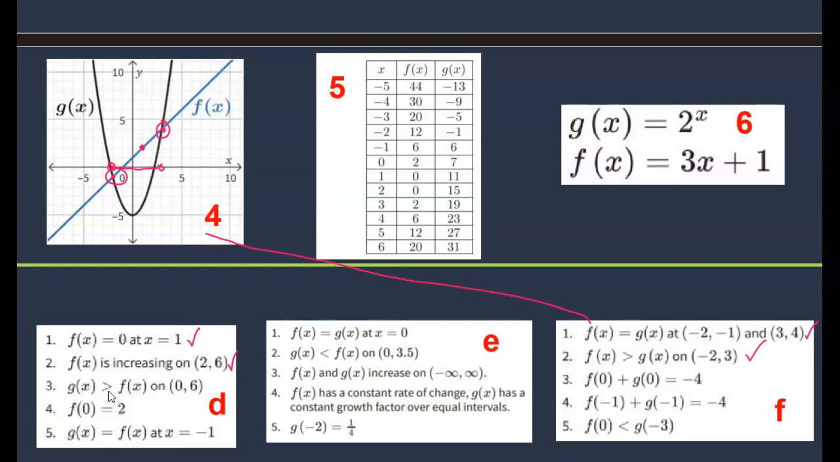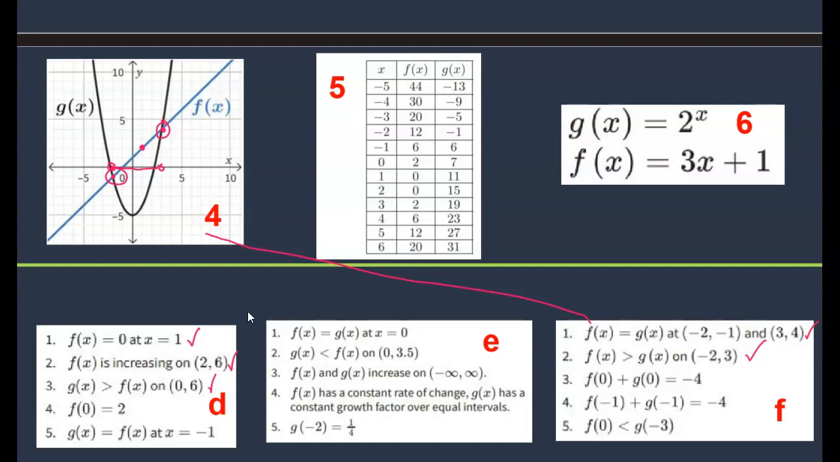How about g of x is greater than f of x on 0 to 6? So here's our interval again, 0 to 6, and we're going to compare g of x to f of x. You see 7 is bigger than 2, 11 is bigger than 0, 15 is bigger than 0, 19 is bigger than 2, 23 is bigger than 6, 27 is bigger than 12, and 31 is bigger than 20. So yes, all of those values agree with that assertion. G of x is greater than f of x for this entire interval right here.